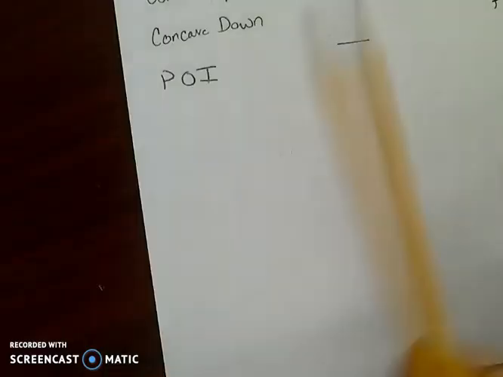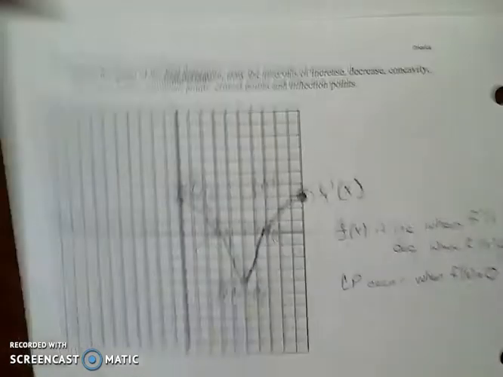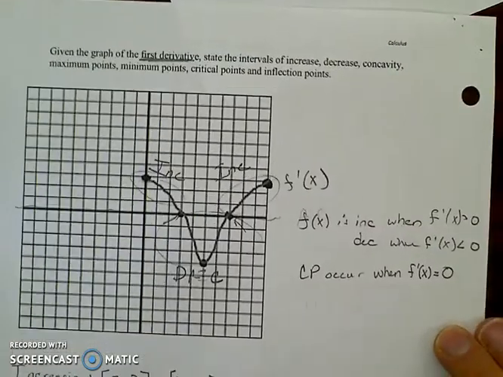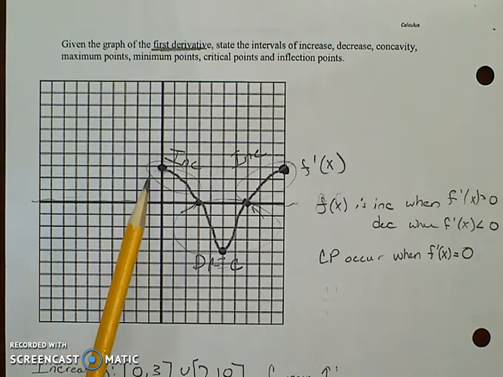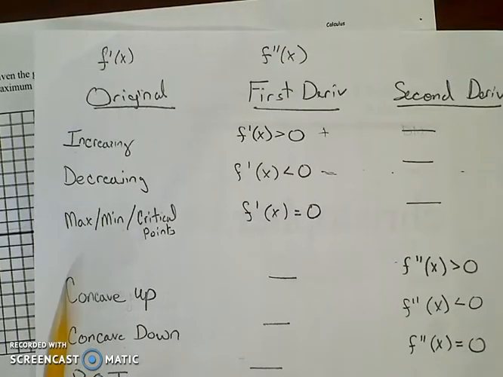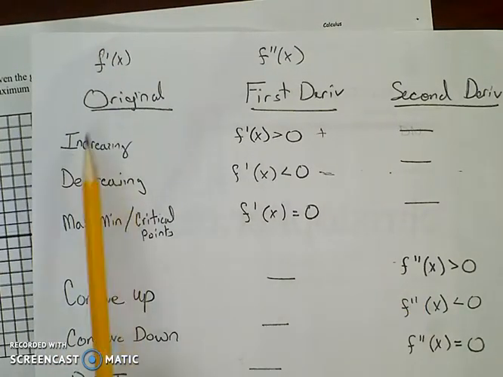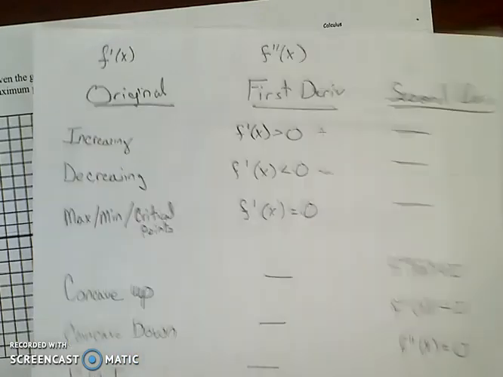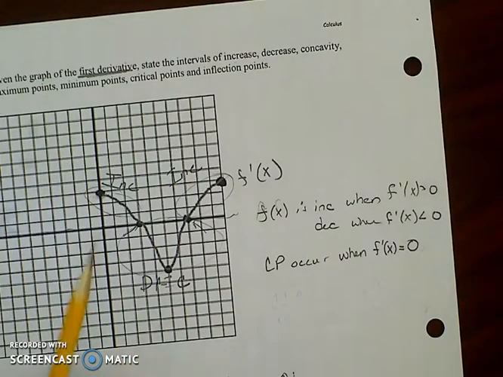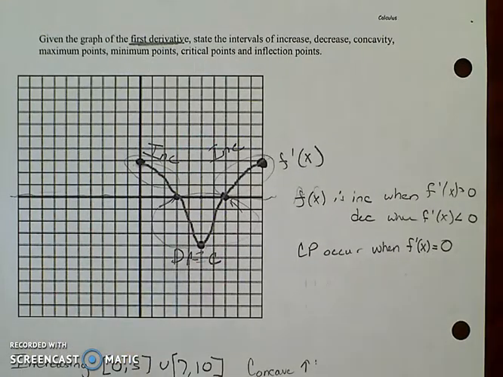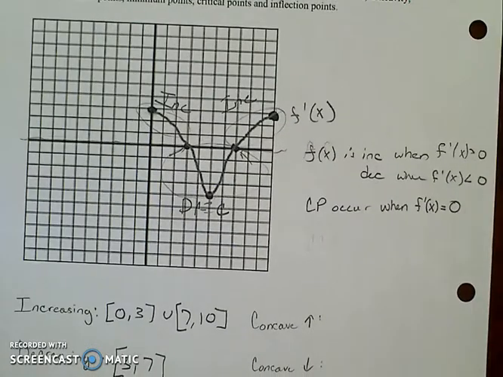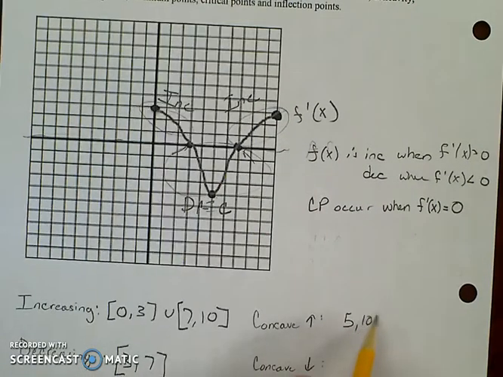So, knowing that, we are given the first derivative graph. Therefore, where is the first derivative graph increasing? If it's increasing, we know that's where it is concave up. Where is it increasing? It's increasing from 5 to 10. Therefore, it is concave up from 5 to 10.